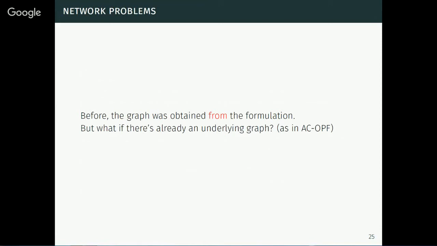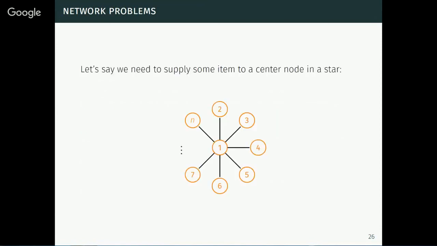So the AC-OPF problem was not really... we're not done with AC-OPF with the polynomial optimization problem. We need something that takes into account a graph that is already there, okay? Let me give you an example of why this is bad. Take, for example, a star, and you want to supply something to the center of the star. Toy example, ridiculous, but it will show what I want to say.